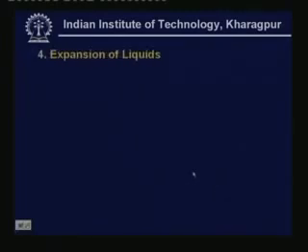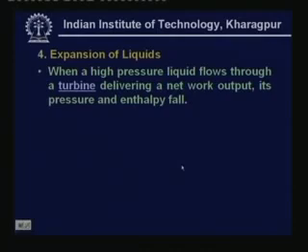Now let us look at the expansion of liquids. When a high pressure liquid flows through a turbine delivering net work output, its pressure and enthalpy fall. So if you have a high pressure liquid at your disposal, you can reduce the pressure of the liquid. That means you can expand the liquid in two ways. The first way is by using a device called a turbine. So let us look at a turbine.